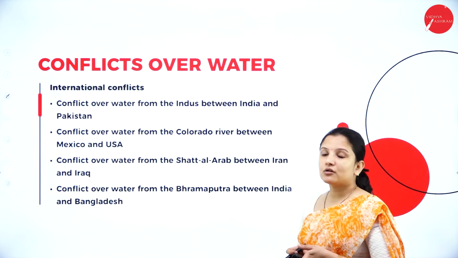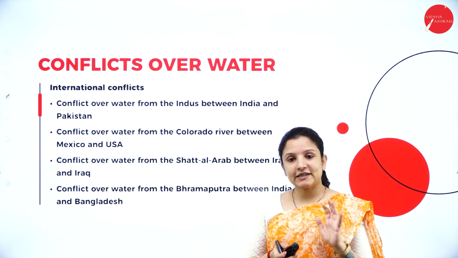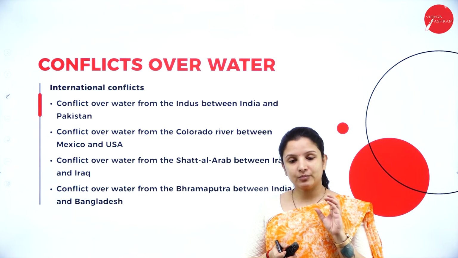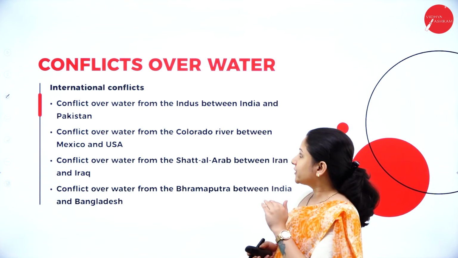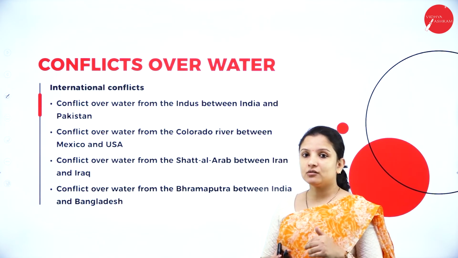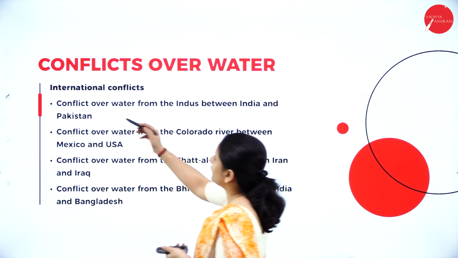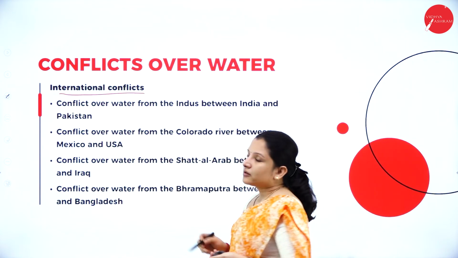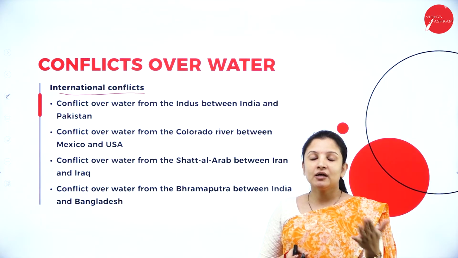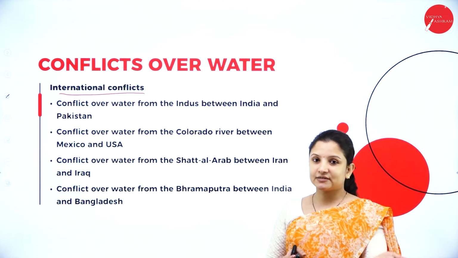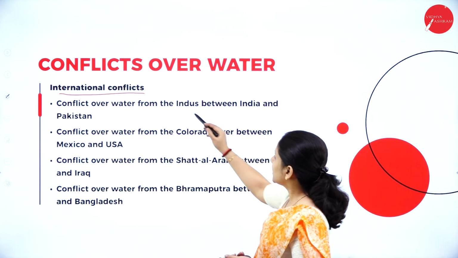Next, let's study about the conflicts over water. A lot of conflict has been going on over water, both at the international level and the national level, right? So here I have listed a few conflicts. International conflicts means conflict between the nations. National conflict means conflict within the nation itself, that is between neighboring villages or between the states. So international conflicts means conflict over water from the Indus.